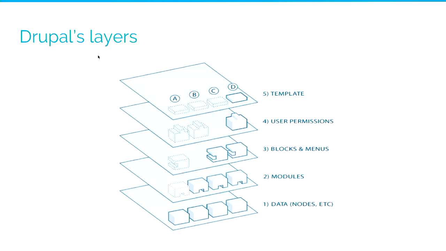And once you have the data, then you have the abstraction layers. You have modules, blocks, and menus. Modules is the abstraction layer. It decides how you can pull the data from the database, and show it as a piece of content as a block, or which page or which URL you can go and show the content.